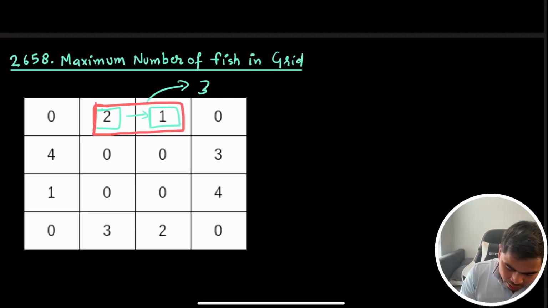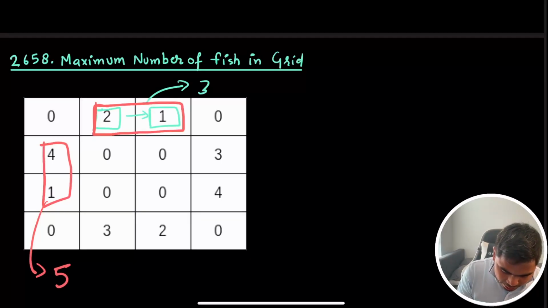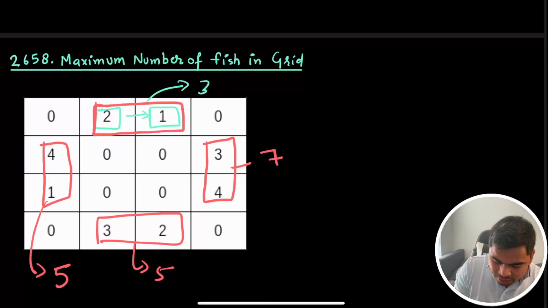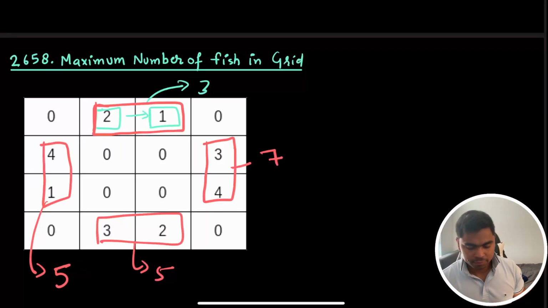What else can I do? How about I choose this location? If I choose this 4, there is one more pond right next to it which has 1 more fish. Together this gives me 5 fish. How about if I choose this 3? Then there are 5 fish here. Just like in maximum area island, I'm trying to find these groups of fish right next to each other, and then I'm going to return the maximum number of fish this fisherman can catch.